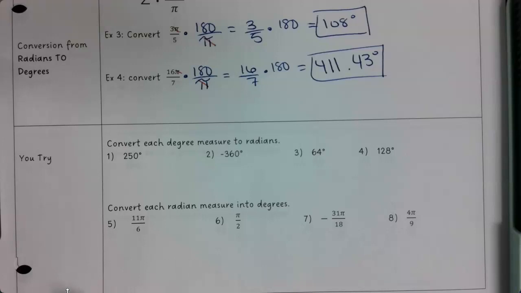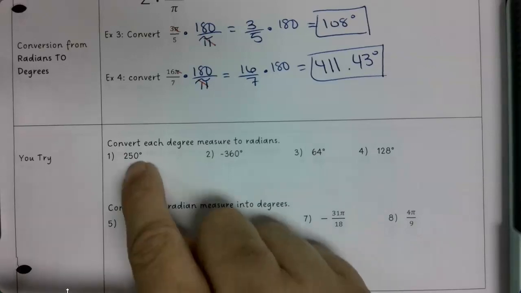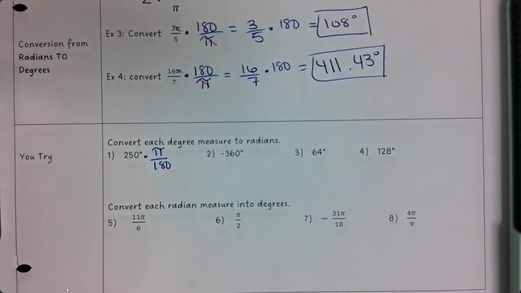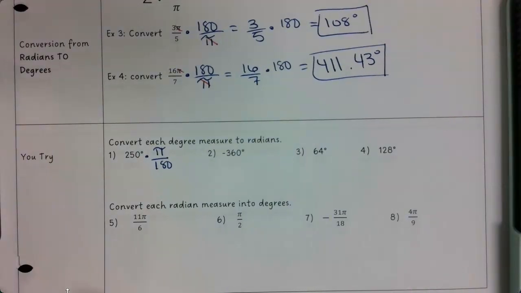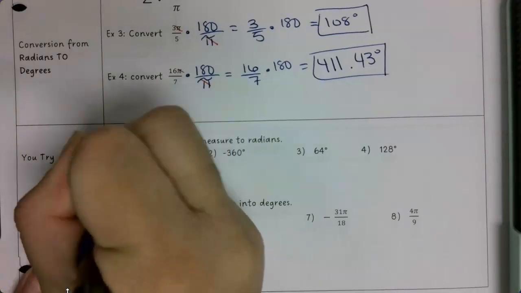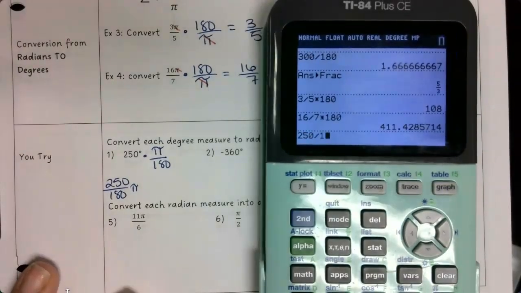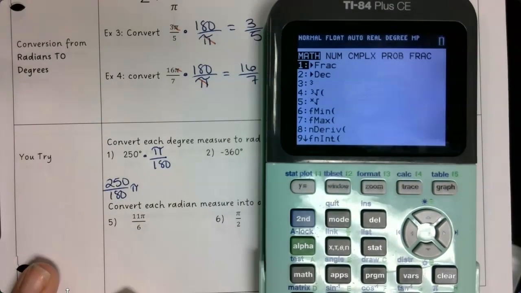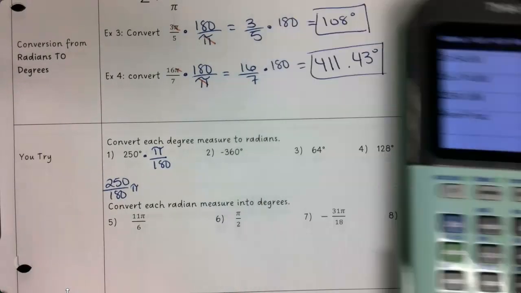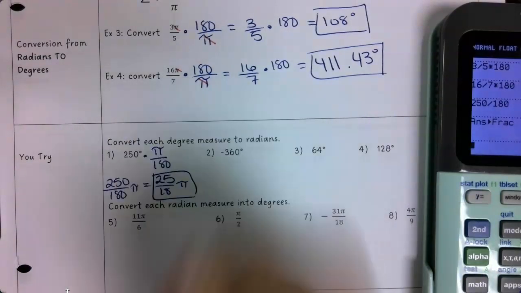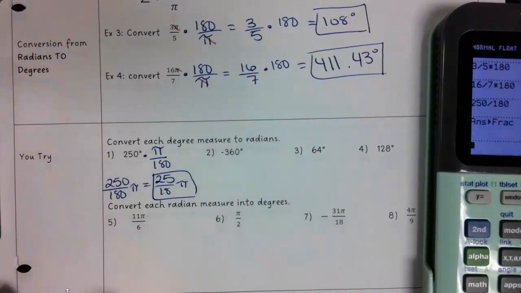Okay, so down below I just have more of the same. I just have to decide if I want the 180 or the pi on top. Because I have degrees, that means I want to start off with the pi on top. I want the opposite one on top. So I'm going to rewrite this as 250 over 180, and then I have the pi off to the side. Turn it back into a fraction, and I have 25 over 18. So when I'm turning my answer into radians, I should always have pi in my answer.